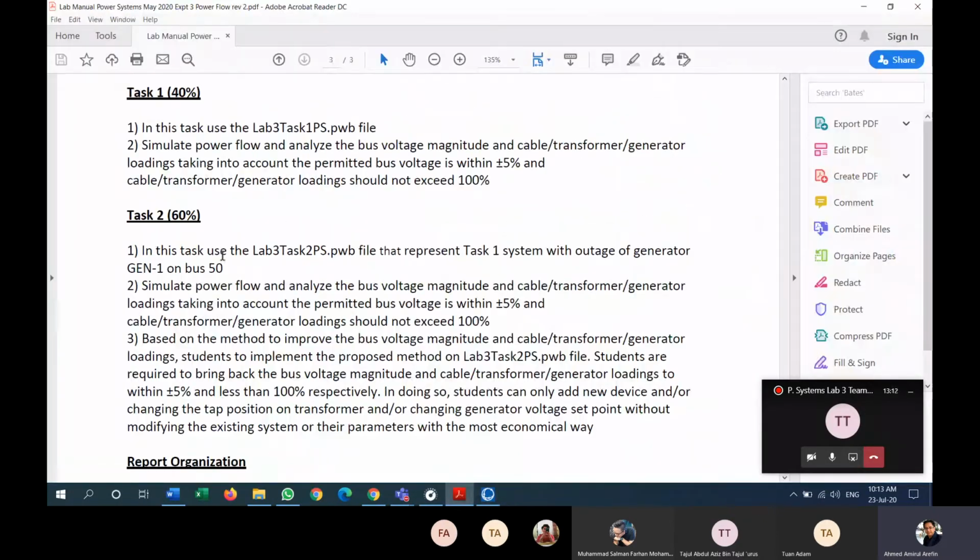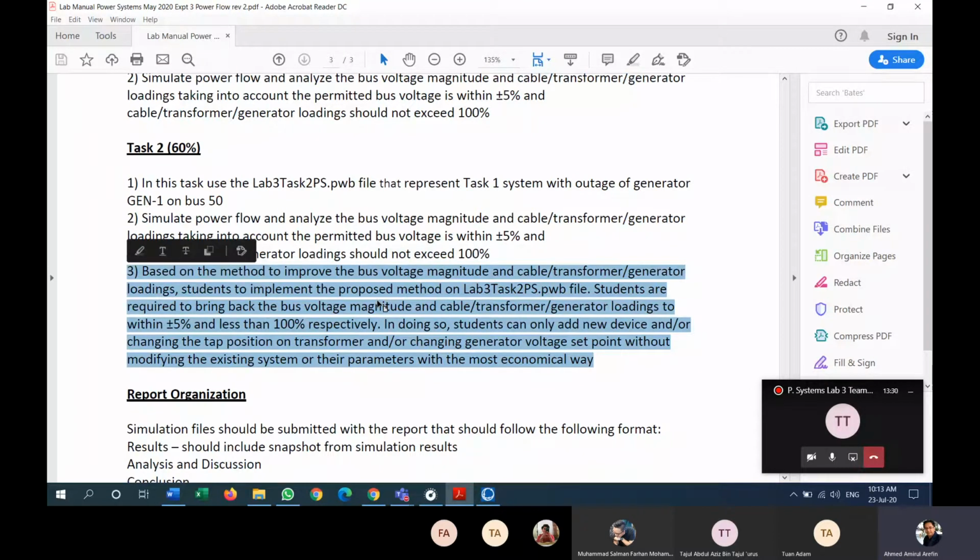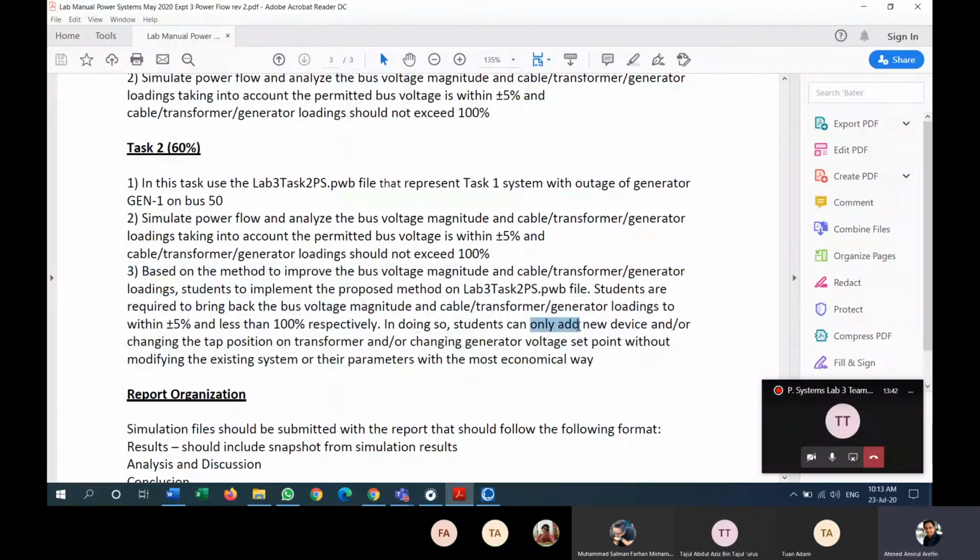In task 2 they say that you need to use this particular file, and again you need to do the same thing as in task 1. But they also say that if there are any buses experiencing low per unit voltages, you need to improve it. For improving, you can add a new device, or you can change the tap position, or you can change the generator voltage set point. So you have lots of methods.